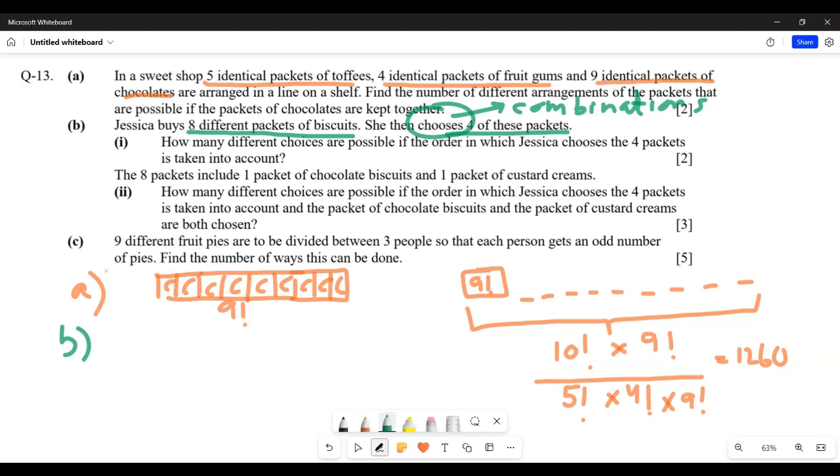Okay, so if the order is taken into account, then it's permutation. This is permutation. So it matters if it's chocolate and strawberry or strawberry and chocolate. They're considered as different arrangements. So there are 8 packets, 4 available slots. So that's going to be 8P4, which is 1680.